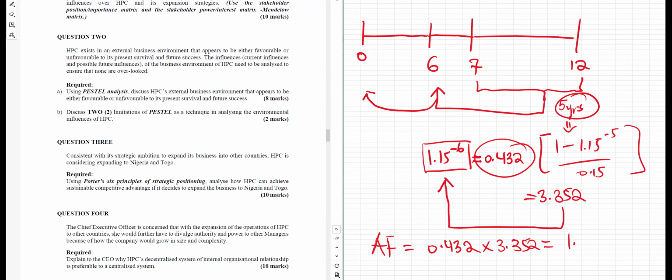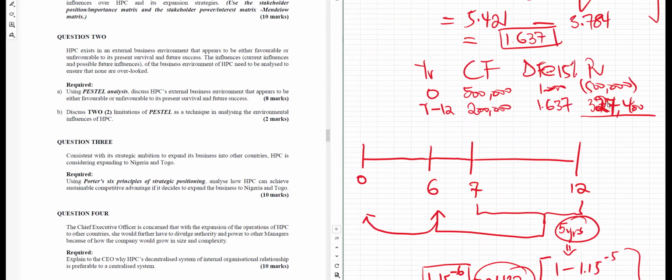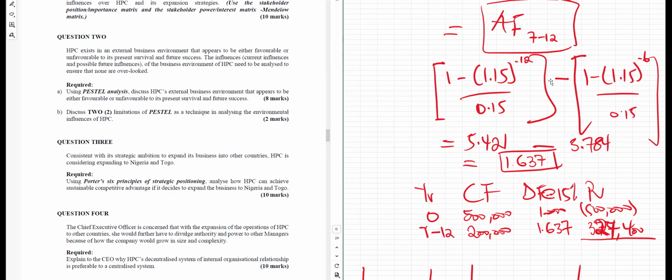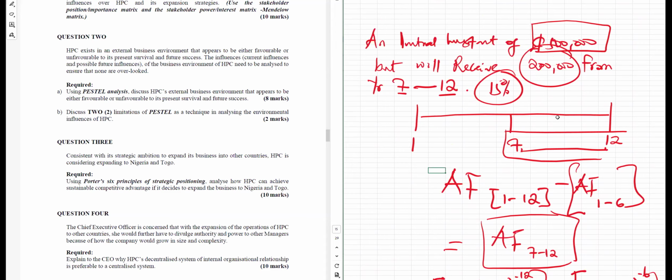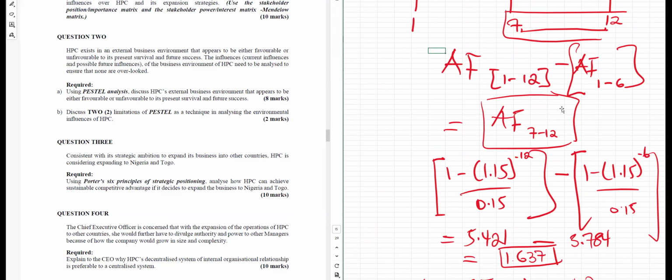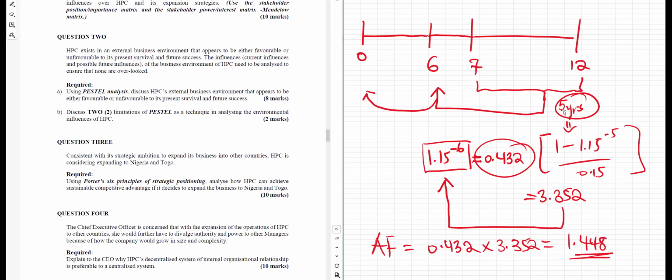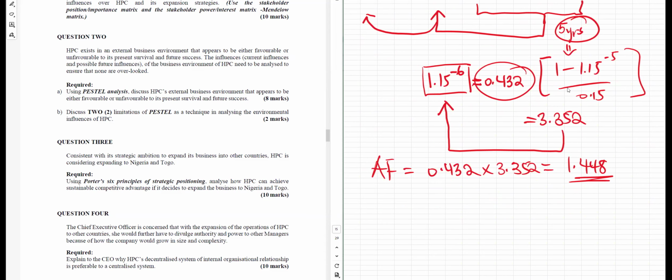1.448. That means something wasn't done right, because the one you did here, you got 1.637. You should get exactly 1.637. That means you haven't done something right somewhere. It's supposed to be 7 to 12: 7, 8, 9, 10, 11, 12. It should be 6 years, not 5 years. This should be a 6-year annuity. So do it again and let's see. 6-year annuity.